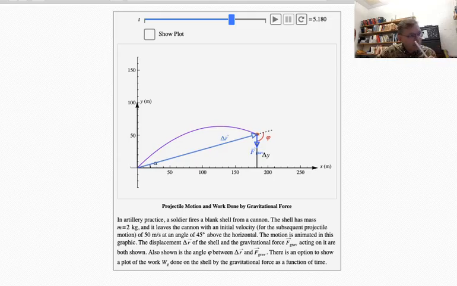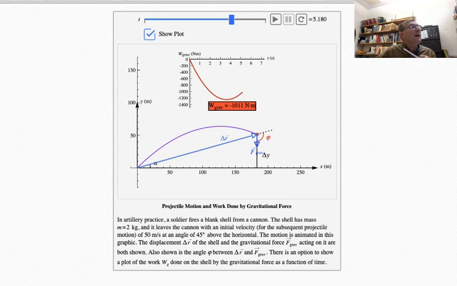Don't forget that negative. So negative 2 times 10 is 20, times delta y is 50. So is that 1,000, right? 20 times 50 is negative 1,000 Newton times meter. If I click this button here that says show plot, it's going to show me the actual value of W grav. I was close, negative 1,011. Well, I did just approximate. There, I'm pretty close. Now that's the W grav between the starting point and that point.